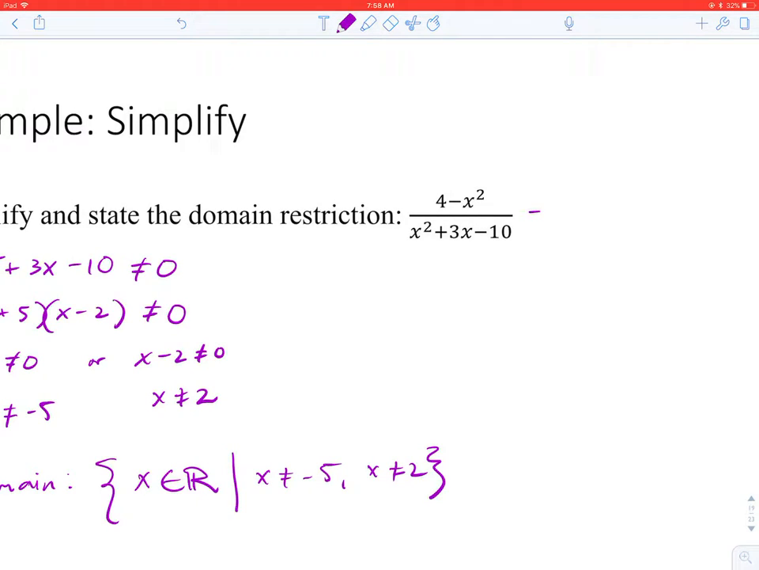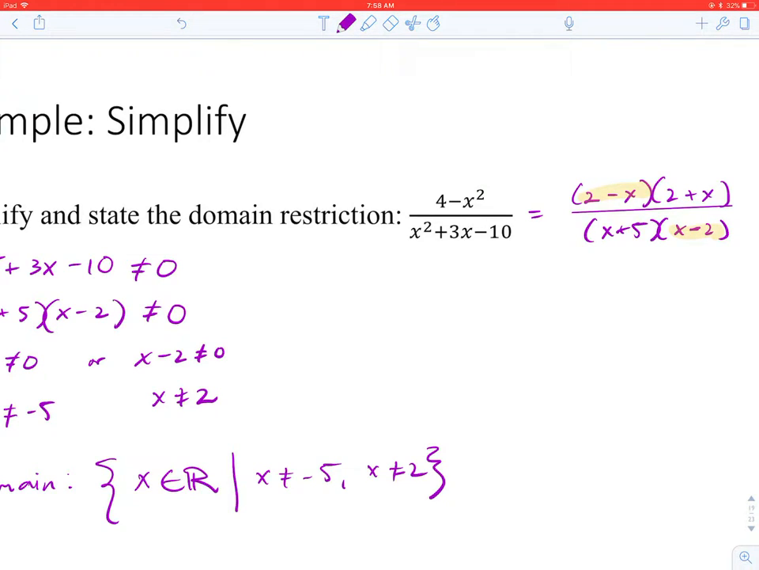Okay, and then to simplify, we have the denominator factored already. And the numerator is a difference of 2 squares, so that factors 2 minus x times 2 plus x. Now, looking for factors to cancel, the 2 minus x looks similar to the x minus 2, but not quite. They're opposite. The terms have opposite signs.